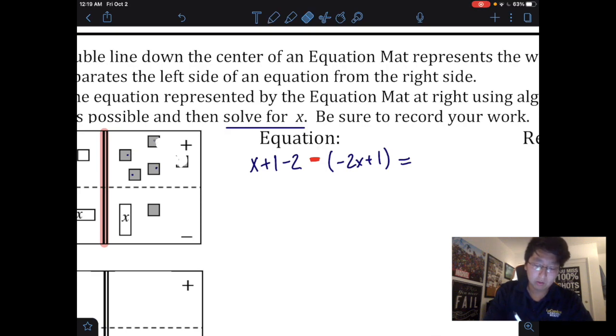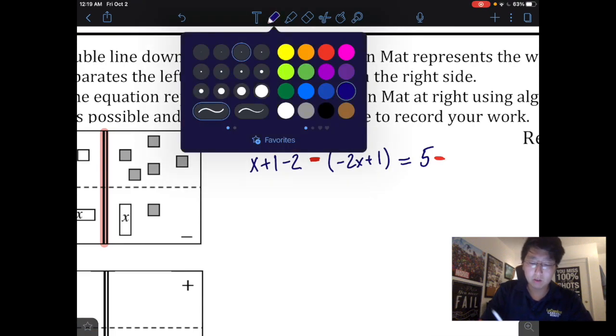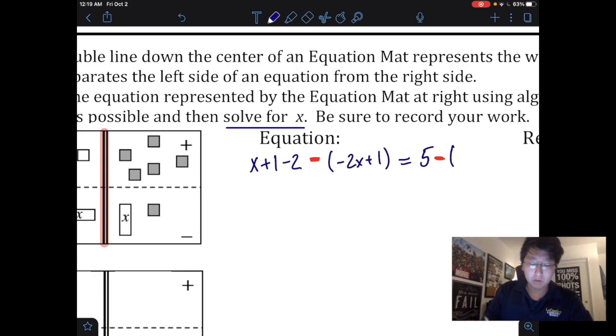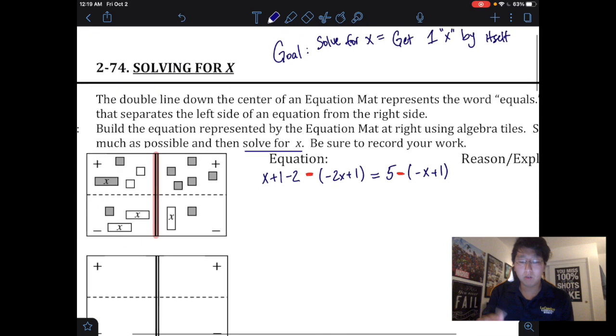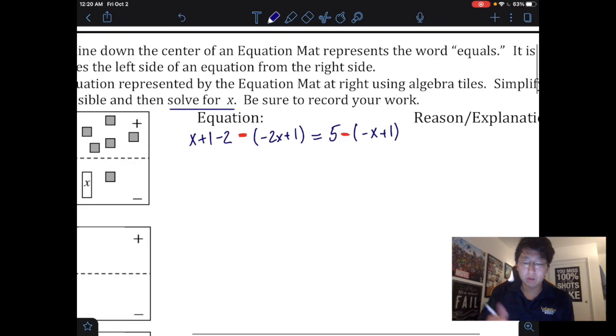So there's 5 in positive land. And to represent the bottom half, I'm going to put a negative in parentheses. What do we see in opposite land? Negative x plus 1. Alright? So now, instead of saying which side is greater, we're saying that they are equal. What I want you to do is practice the two lines going straight down the middle.